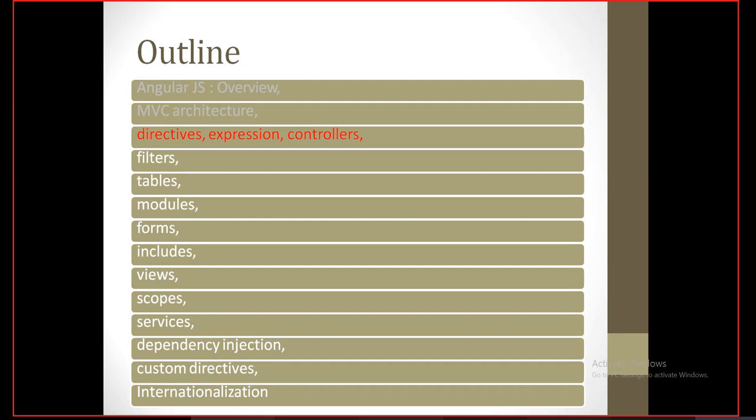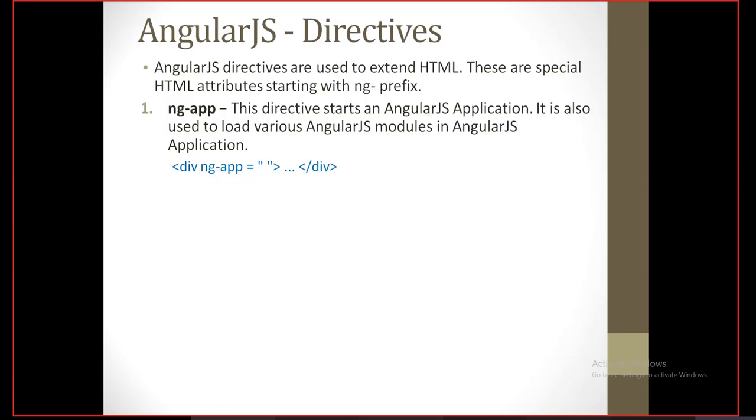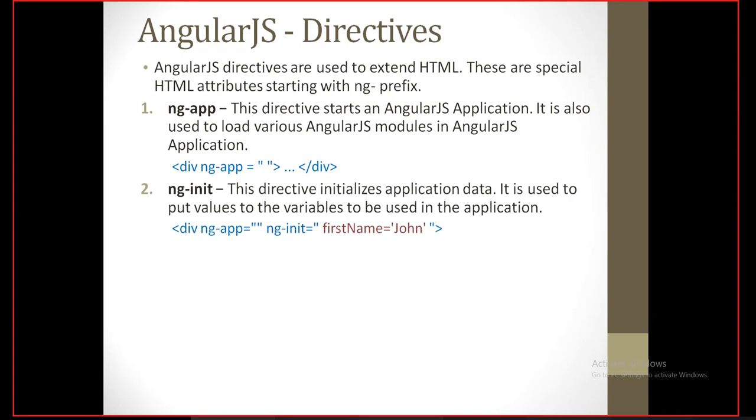Okay, let us go to the next section, which is related to directives, expressions, and controllers. We have seen the main three directives: ng-app, ng-model, and ng-bind. But there are many more. We'll see whatever is required over here. ng-app is used to start the AngularJS application, and with it we are loading any AngularJS module. So we know about it.